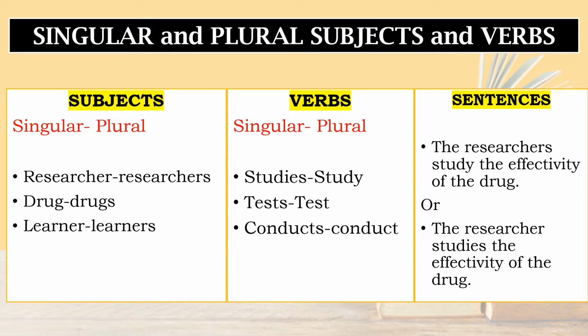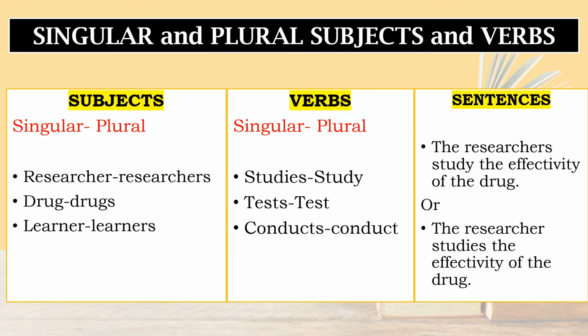For the first example, under the subject, researcher, researchers, researcher is singular and researchers is plural. For the verb, studies is singular and study is plural. A lot of us are confused on the subject with S and the verb with S. As a common rule, let us remember that if there is an S on the subject, that is a plural subject, just like the researchers, and should take the plural verb that is without S.